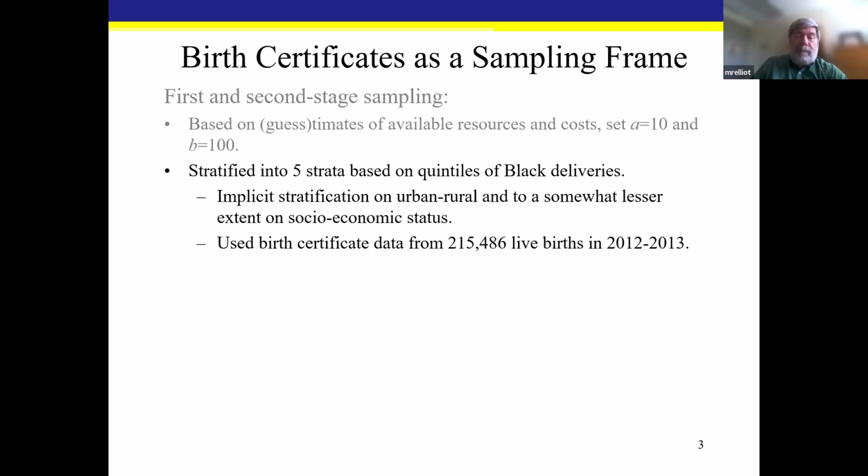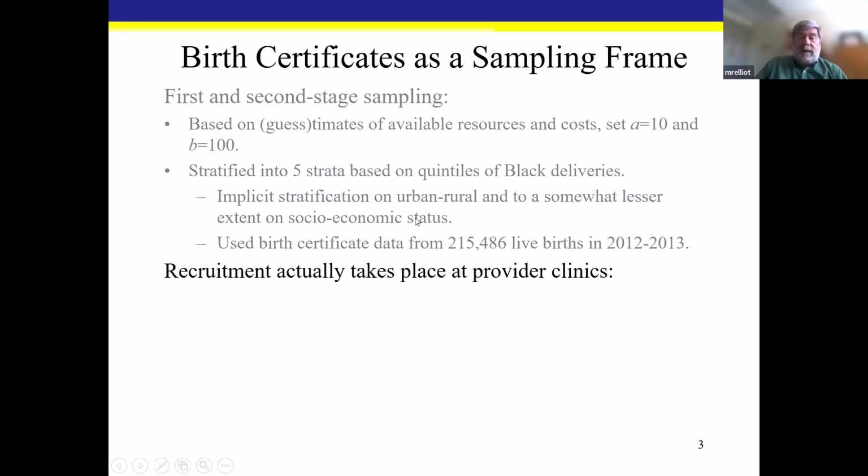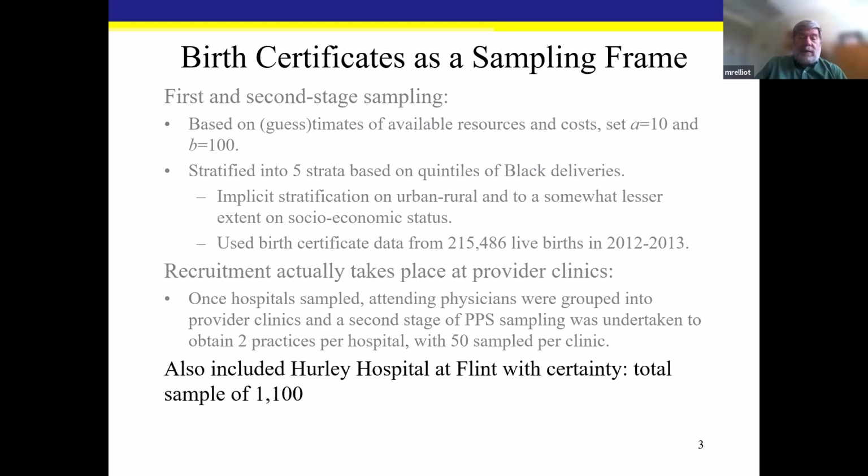So we used birth certificate data from a little over 215,000 births in 2012 and 2013 to compute our measures of size, and then sampled our hospitals. Now, recruitment actually takes place at the provider clinics. Once a hospital was sampled, our attending physicians were grouped into provider clinics, and the second stage of the PPS sampling was undertaken to get 2 practices per hospital and 50 sample per clinic.